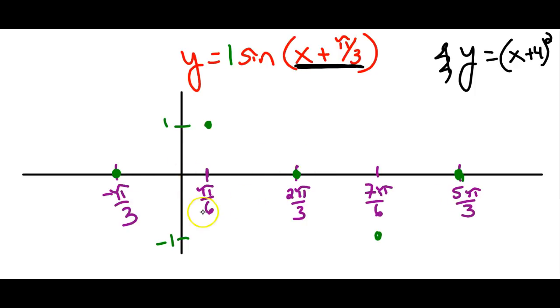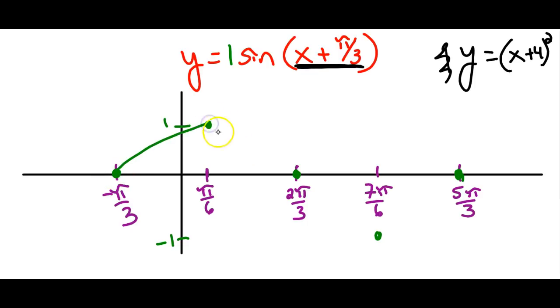Pi over 3 isn't even listed here. It's kind of like I'm saying, what makes the parentheses equal to 0? Well, negative pi over 3 is. So that would give me the 0 here. What makes this equal to the next one, pi over 4? Not pi over 4, pi over 2. I guess pi over 6 would. And so that's where I'm going to get the 1 and so forth.